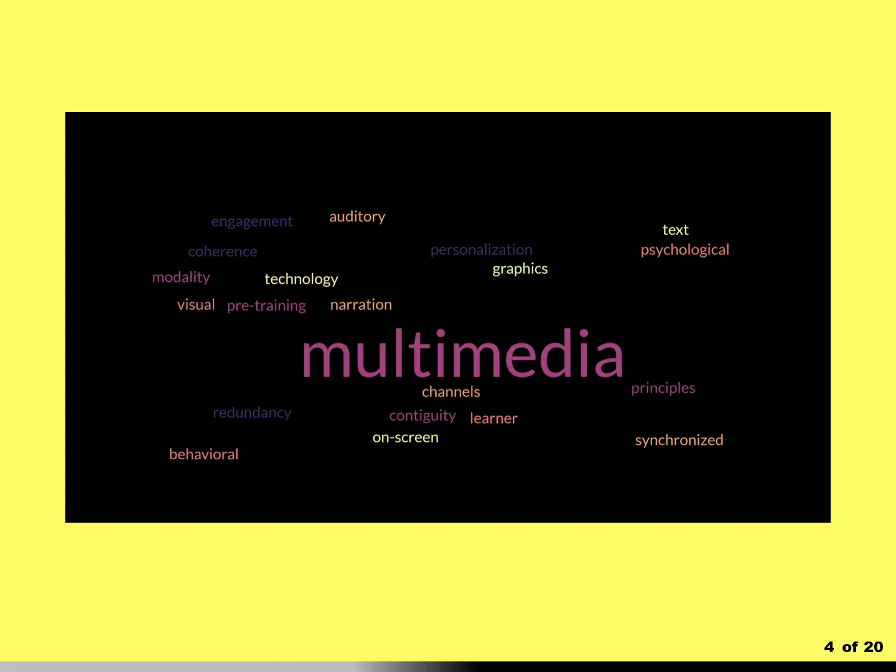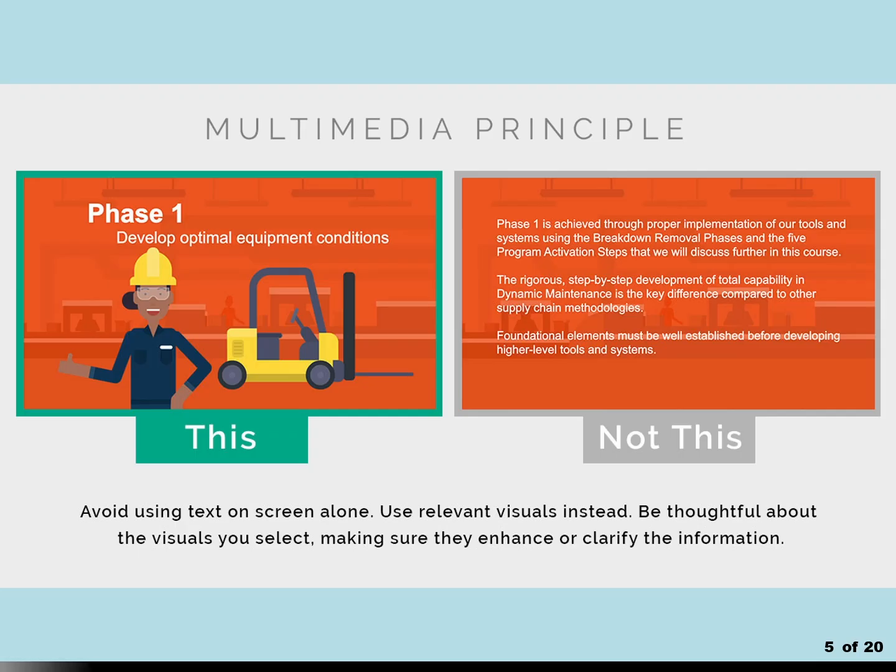Beyond pre-training, we will look at the following principles: multimedia, continuity, modality, redundancy, coherence, personalization, and engagement. The multimedia principle tells us that we need to present text with relevant graphics. If a person can connect a graphic with text, they are more engaged in the learning process and should retain more knowledge. Be careful not to just include graphics because they are cute. Extraneous graphics can actually hinder the learning.